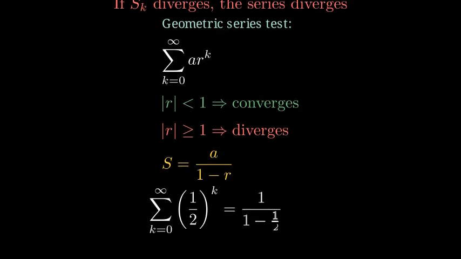Example, the sum from k equals 0 to infinity of 1/2 to the k is a geometric series with a equals 1, and r equals 1/2. The sum is 1 over 1 minus 1/2, which equals 2.